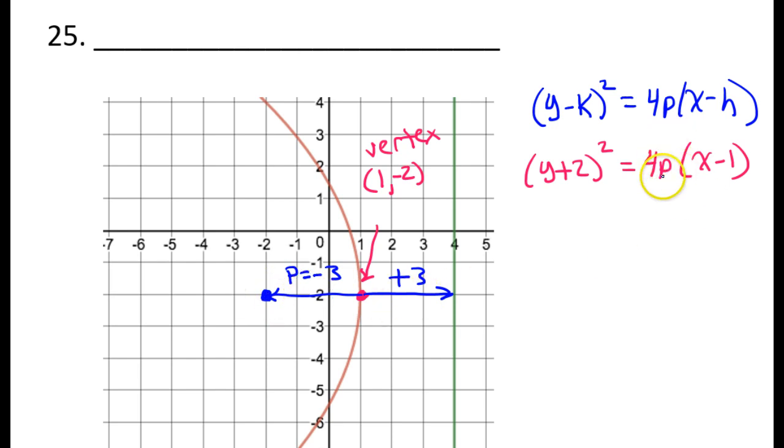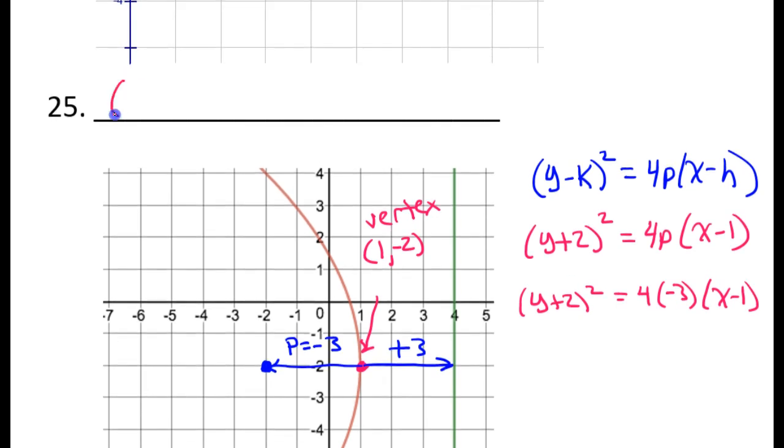So if I just substitute negative 3 in for p, then this becomes y plus 2 squared is equal to 4 times negative 3 times x minus 1. So this is going to be negative 12. So I can go ahead and write down my final answer. Y plus 2 squared is equal to negative 12 times x minus 1. So that is the standard form equation of this parabola.